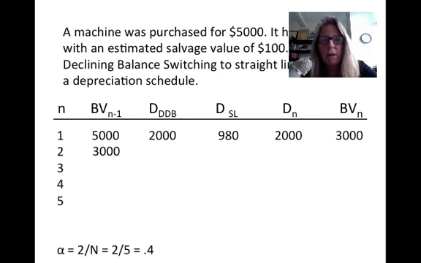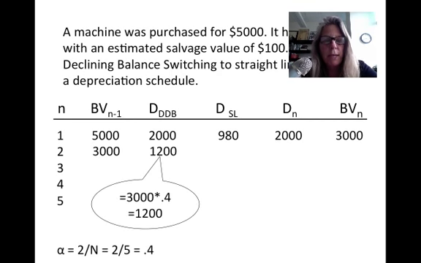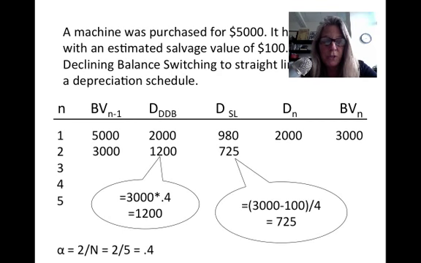Now we go ahead and do this calculation again. For double declining balance, we take the remaining book value, 3,000 times 0.4, is 1,200. For straight line, we take the remaining book value, which is 3,000, minus the salvage value, over 4 years, because there's only 4 years remaining in the life. Again, we choose the bigger one, so we're going to use 1,200. And then we get a book value of 3,000 minus 1,200, which is 1,800.